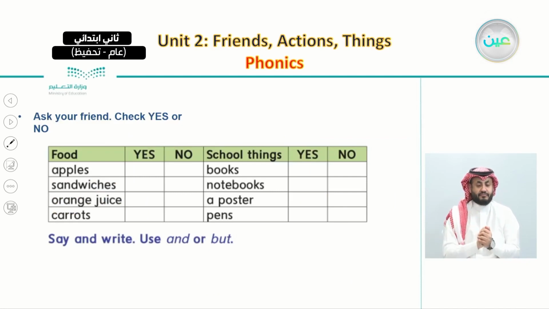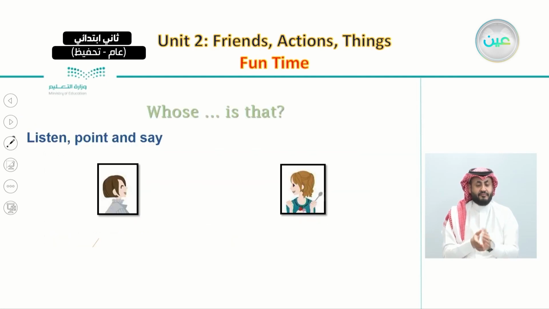Also, you can play this game by asking your friend to fill in this table. Ask him a question about either food or school things, and ask a question that starts with do. Do you have apples? Do you have sandwiches? Do you have orange juice? And when they say yes, you put a check mark like this. And when they say no, you put it like this. And also you can write a whole sentence about whether they have or they haven't.